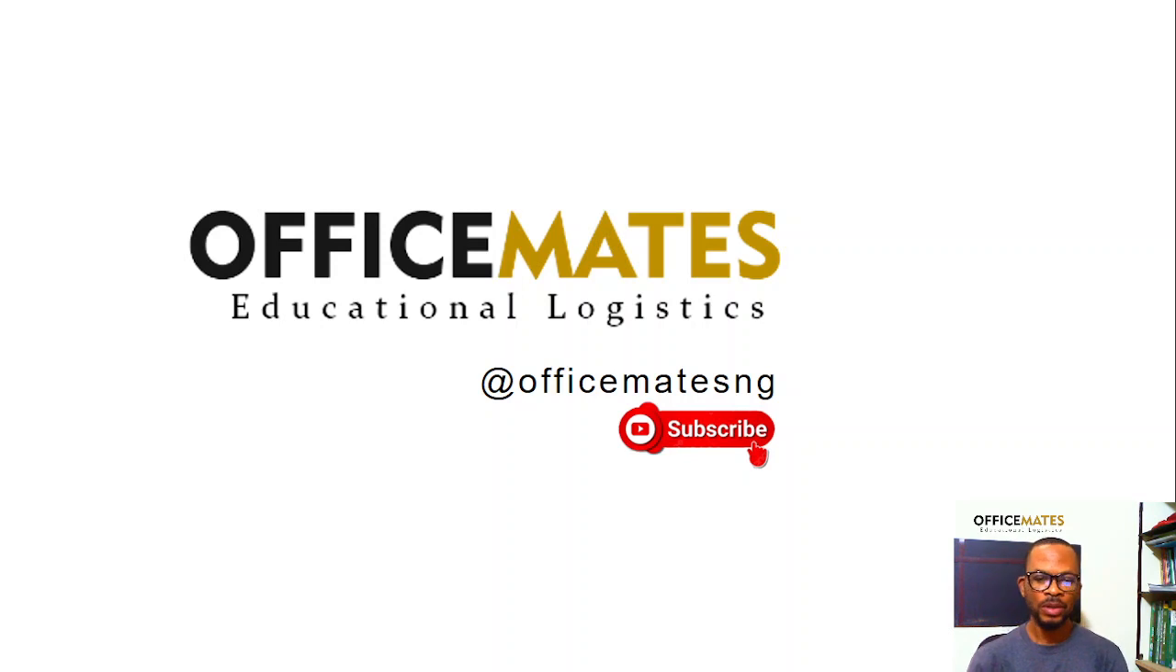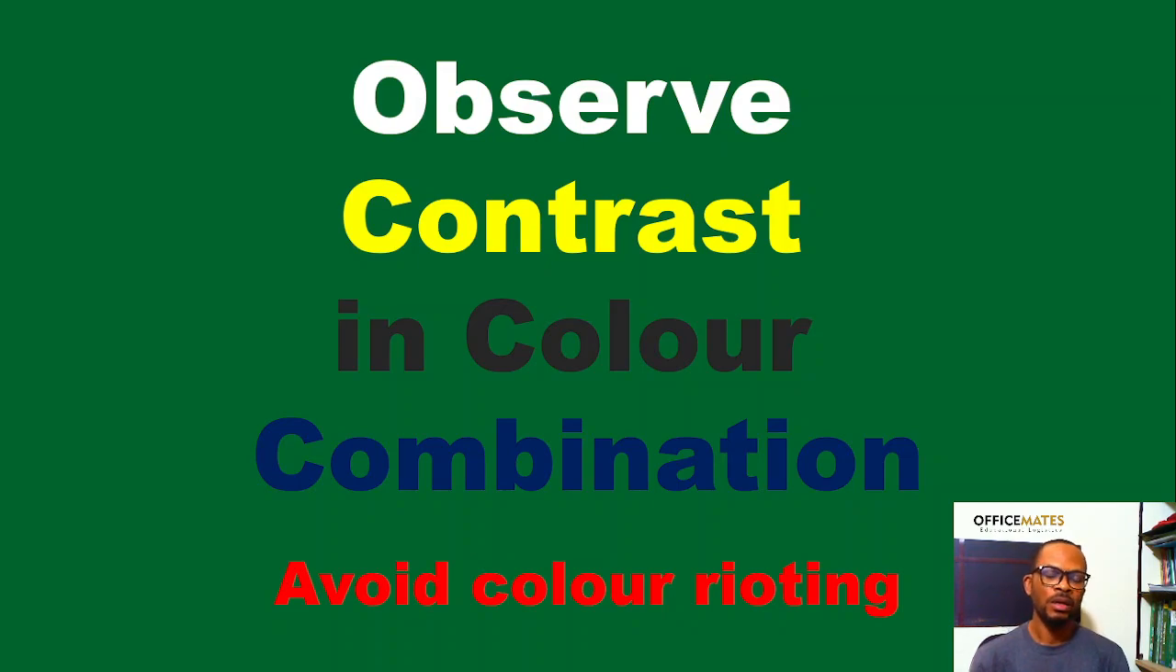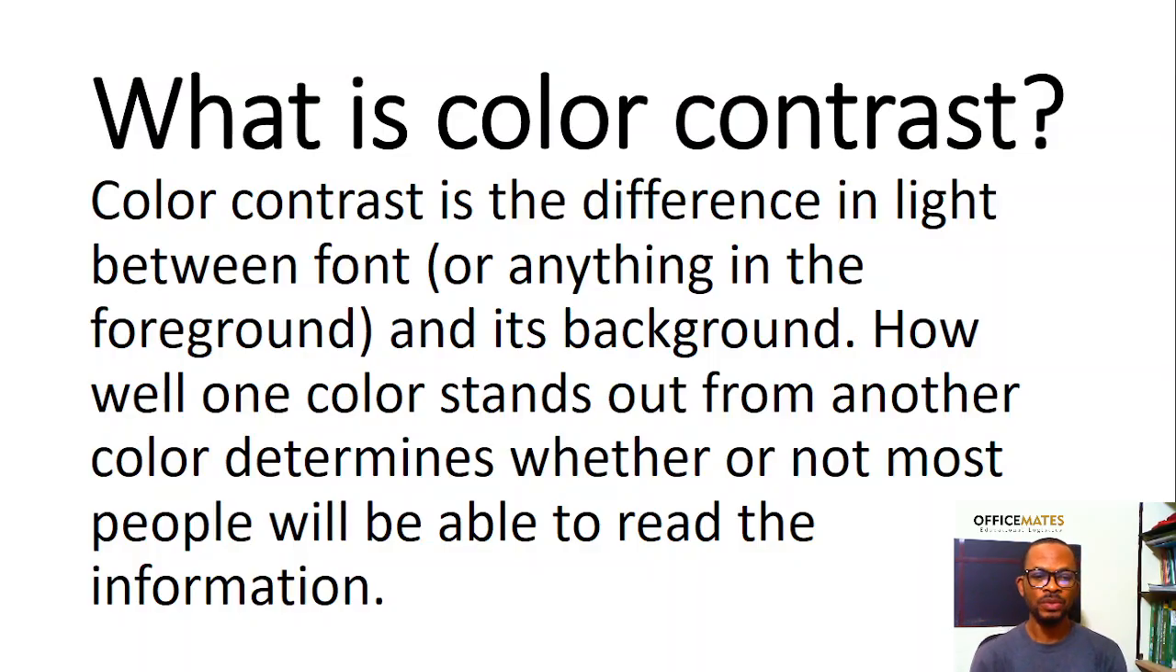Today, we're going to be looking at the second rule of our discussion. Rule number two: observe contrast in color combination. Now, the first question you will want to ask is, what is contrast? Contrast simply refers to the difference in light between font or anything in the foreground and its background.